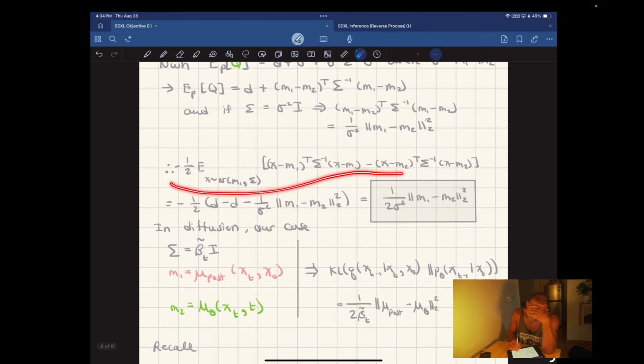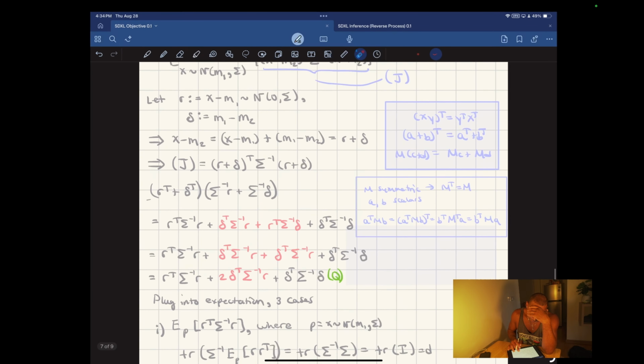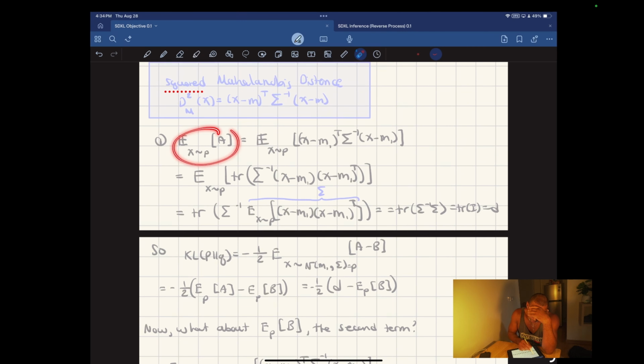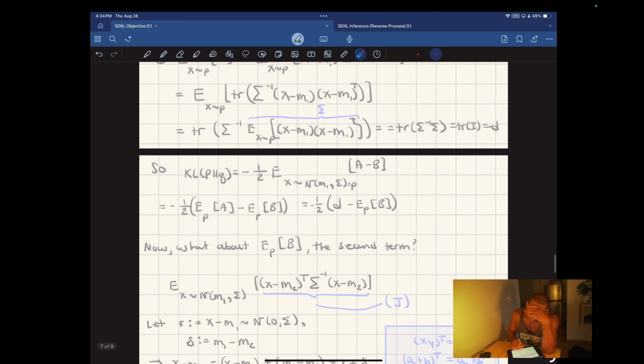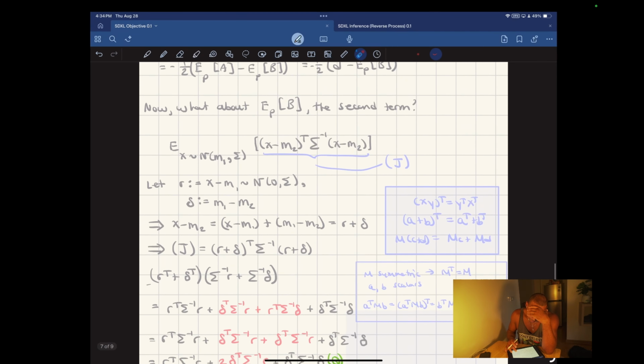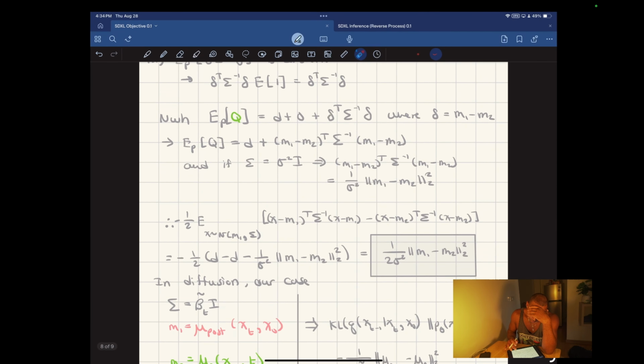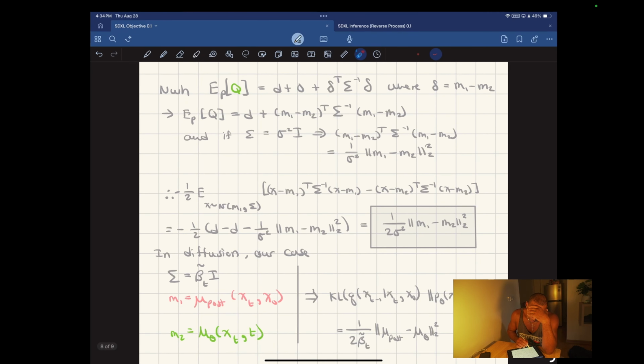So therefore that equals... so remember the first: the expectation of A under P is equal to D, and then the expectation of B is equal to D plus this. So we're going to have D minus D plus this when we do the expectation of A minus B altogether, right? That gives us this.